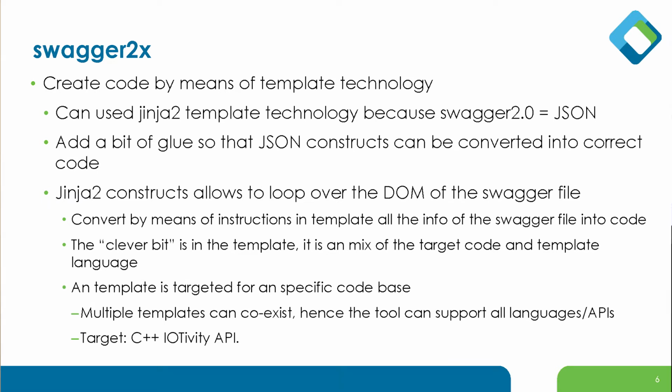Swagger to X is a template engine, so if anybody is familiar with HTML templates, it's using under the covers Jinja 2, maybe you're familiar with those kinds of things. I don't know, but it's basically just looping over all the information in the Swagger file, which is just a JSON thing, so that's why we can reuse quite a lot of the templating technology. And then it generates the code by means of the template. Sounds easy, and actually if you see how it's being made, it is not that difficult to do.